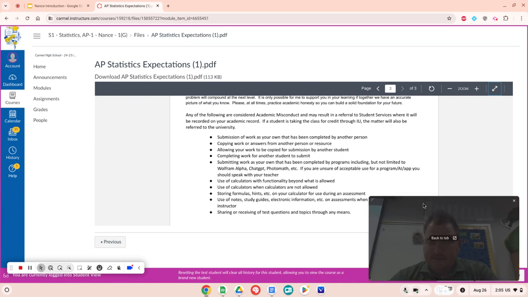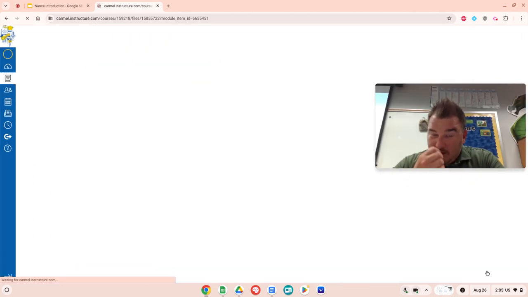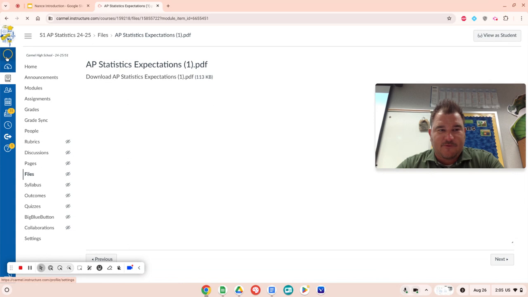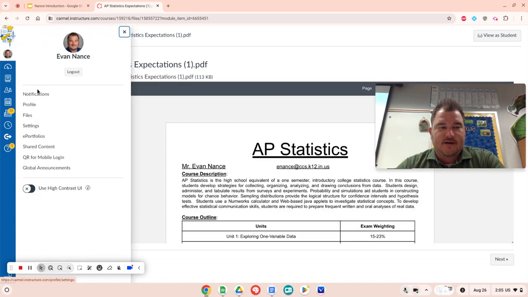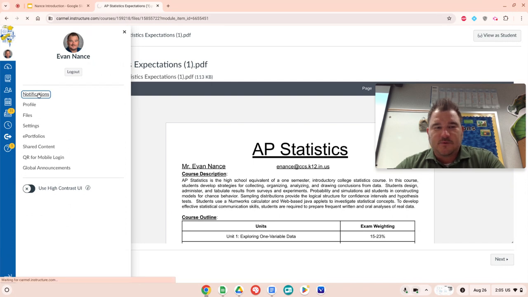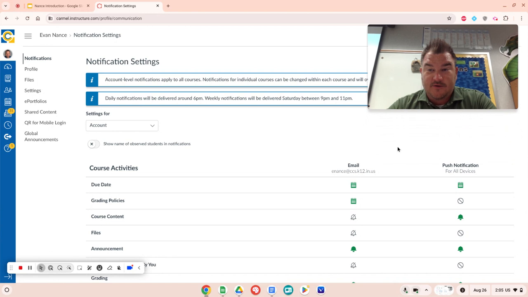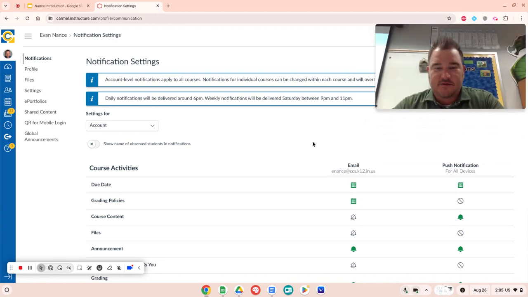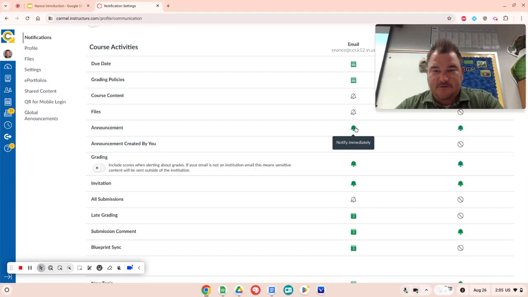I'm going to leave student view here to show you one thing. If you are on your Canvas page, up here in this left corner where you see your account, if you click on that and click on notifications, this is where you can set up what Canvas is notifying you about that's going on. There are 3 things I use in AP Statistics. The first one would be announcements. You probably want to be notified immediately. You'll get an email saying Mr. Nance has announced that there's a quiz next class or there's a test next class.